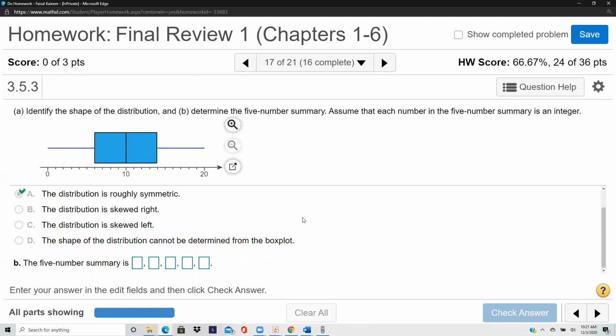And so you also got a symmetric one. Mine was actually skewed to the right. So how did you know that it was skewed to the right? The box was more towards the left, and when there's more room on one side, that's how you know which side it is. So it was skewed to the right.